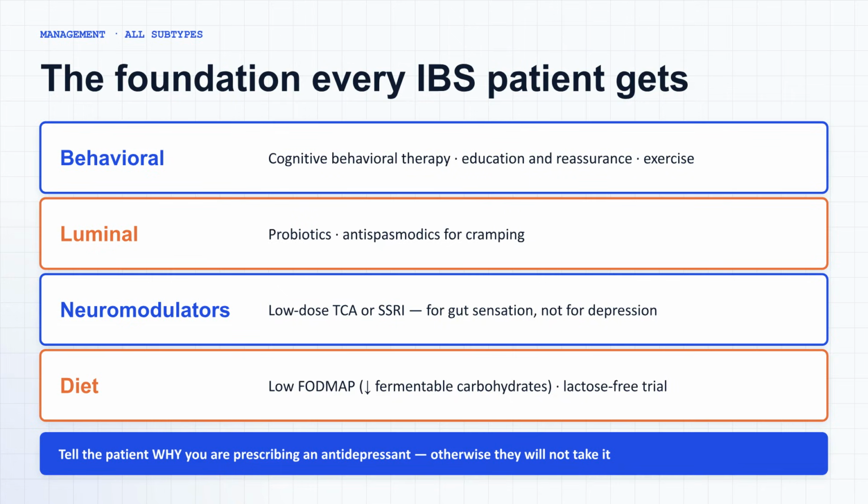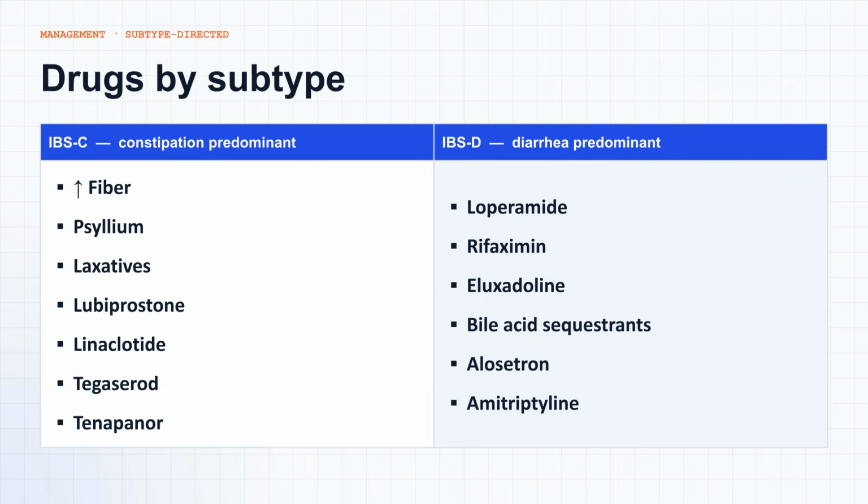Set expectations early. These therapies improve symptoms. They do not cure the condition. Now the subtype-directed drugs. For constipation-predominant disease, increase fiber, add psyllium, then laxatives, lubiprostone, linaclotide, tegaserod, and tenapanor. For diarrhea-predominant disease, loperamide for symptom control, rifaximin, eluxadoline, bile acid sequestrants, alosetron, and amitriptyline.